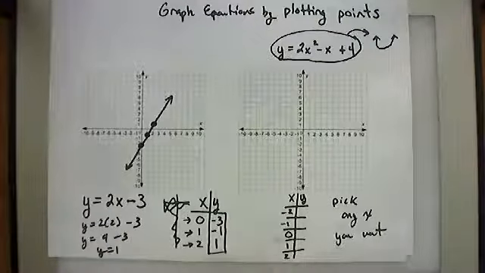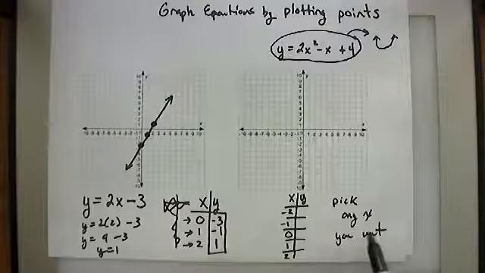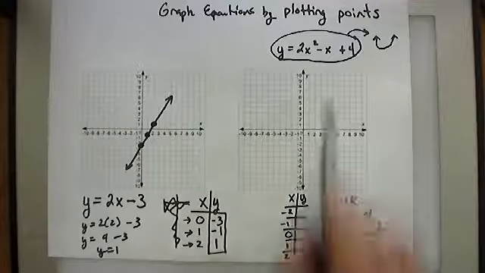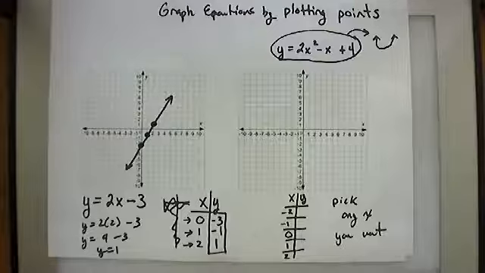I mean, you can pick whatever you want, 0, 1, 2, 3, 4, 5. It doesn't matter. I like to have a little bit of balance. So you can pick any x you want. Then once you've picked your x's, you just do the same thing we did. We plug them into the equation and get our solutions. So we're going to have to do this on another sheet of paper and then come back and graph it, obviously. So we'll move this up here.